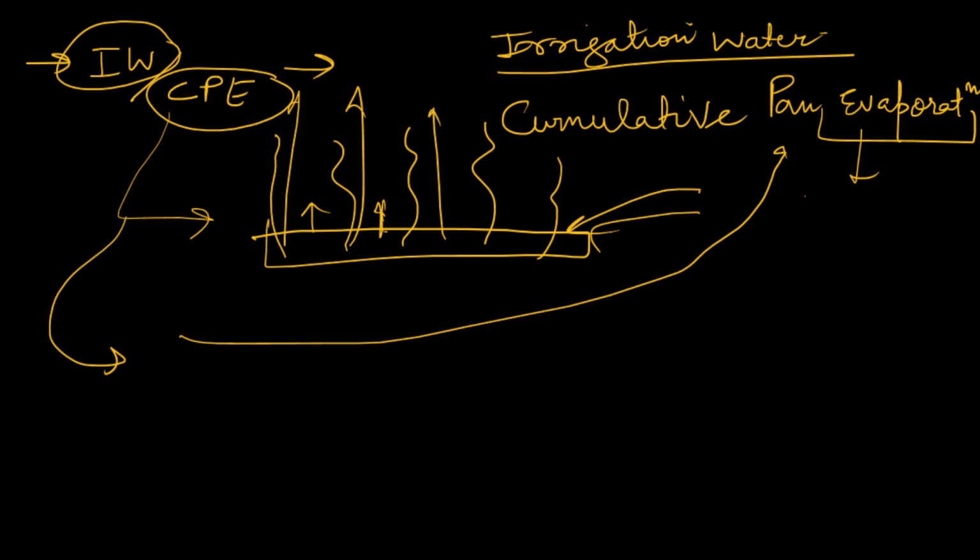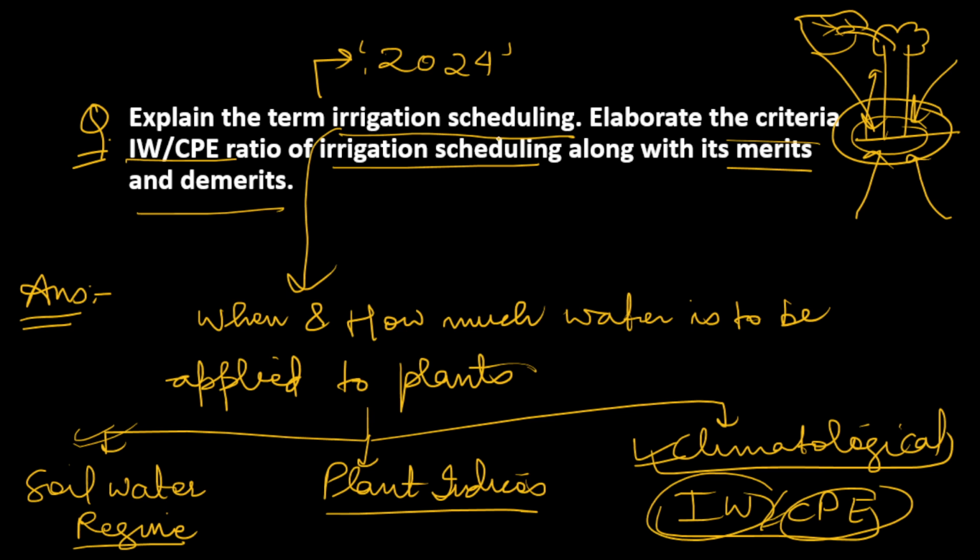Now let's move to the next part of the question. It is also asking about its merits and demerits. So we will see the merits and demerits of IW by CPE ratio. First of all, let's look at the merits. The first and foremost important merit is water efficiency.